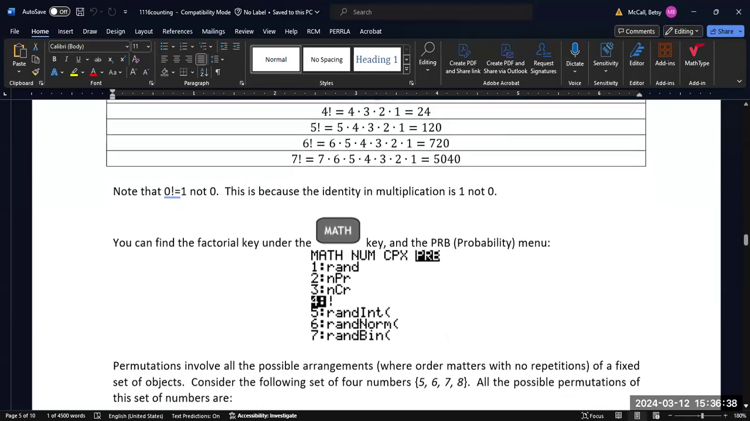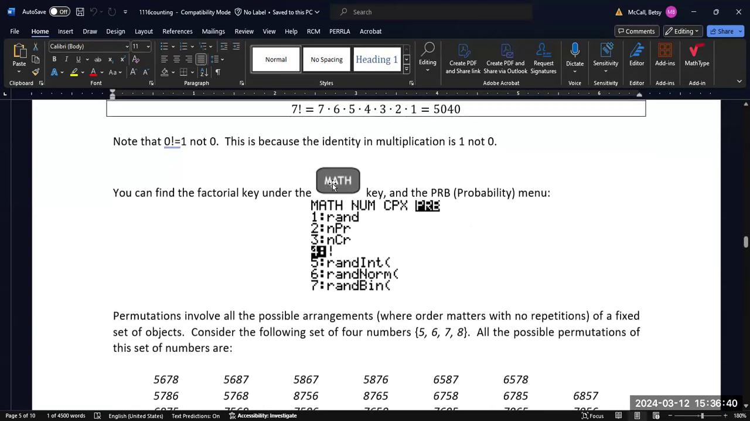Now, in your TI calculator, you can find the factorial key under the math menu. Scroll over to the probability submenu, and you'll see it is the 4th option in the list.